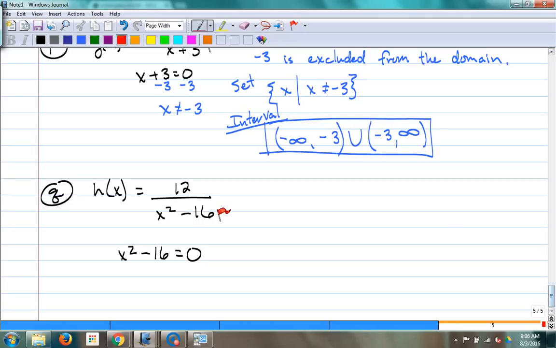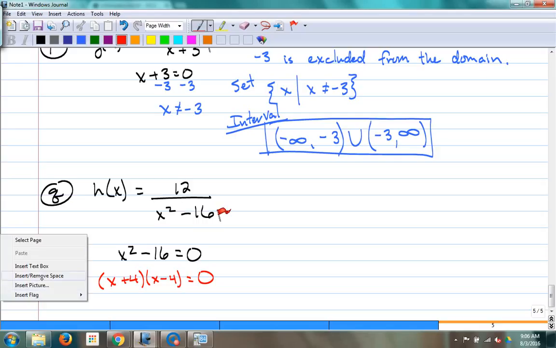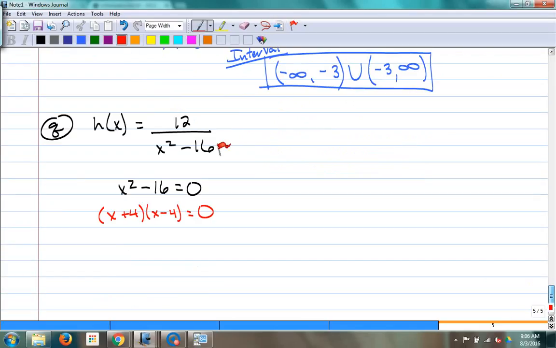Say it again, Hunter. Yeah, x plus 4, x minus 4. So he's factoring that as a difference of squares. And then what do you do with each of those factors? Set them equal to 0. Real easy math there. So x can't be negative 4, x can't be positive 4. Those are the things x cannot be.